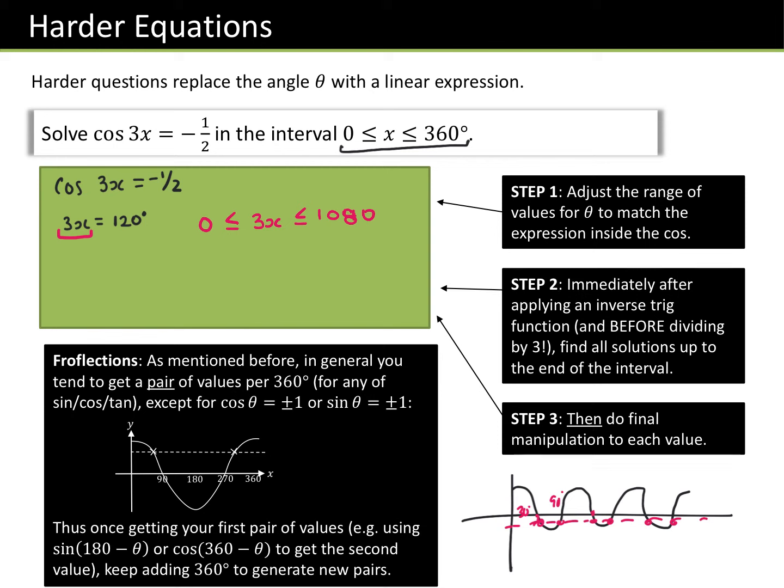Okay, so that is the crucial step before we divide, because some people divide here, and in a minute I will show you what will happen if we divide. I'm just going to show you the right way, and then I'm going to show you the wrong way, okay? So now we know that 0 is less than 3x is less than 1080. So when I draw my CAST diagram, I start my CAST diagram.